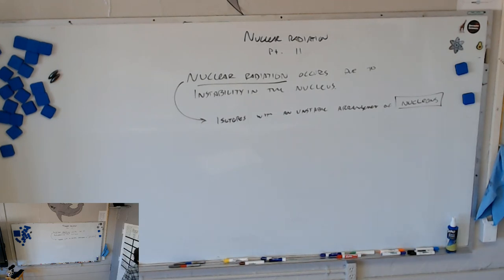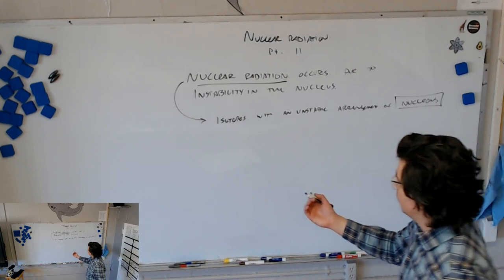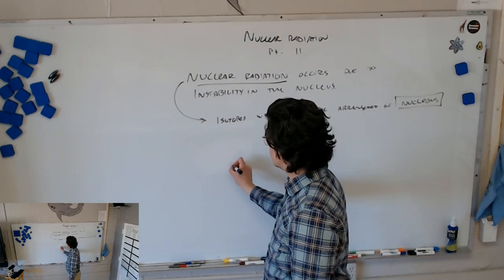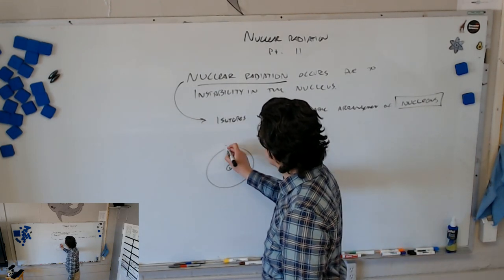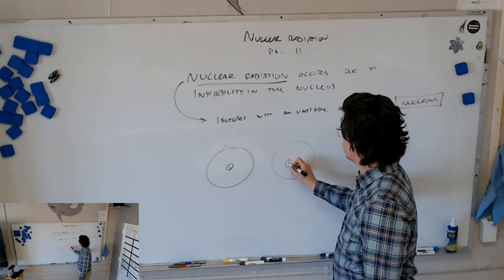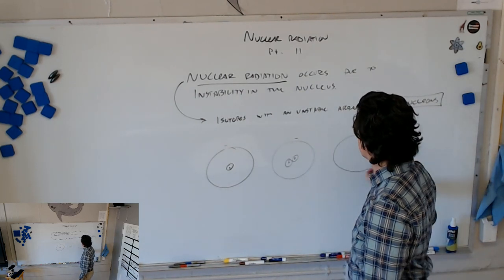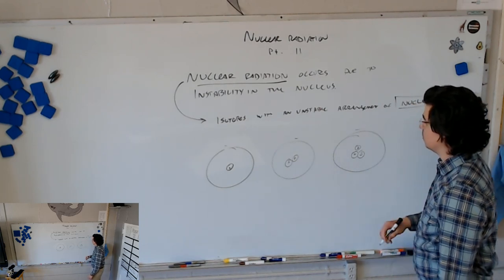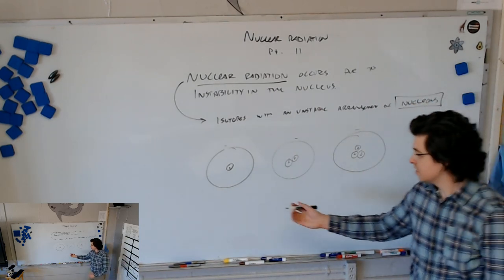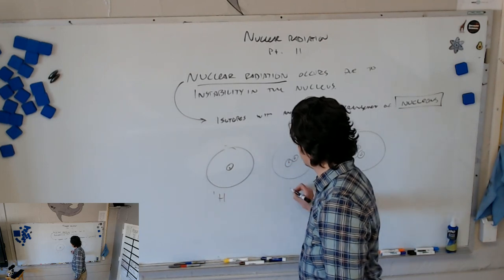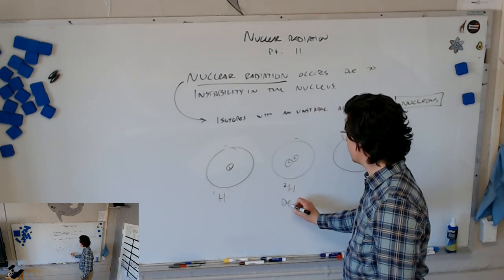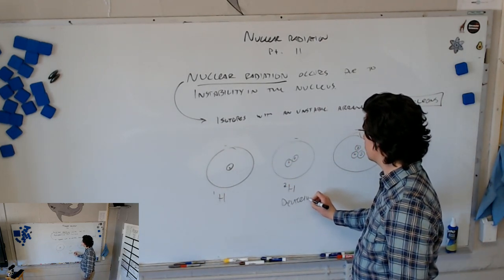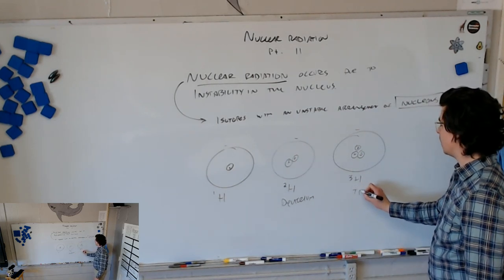So for instance, hydrogen, I'm aware of three isotopes of hydrogen. Hydrogen 1, hydrogen 2, which is sometimes called deuterium, and hydrogen 3, which is sometimes called tritium. So this is just regular hydrogen. This is sometimes called deuterium. And this is sometimes called tritium.